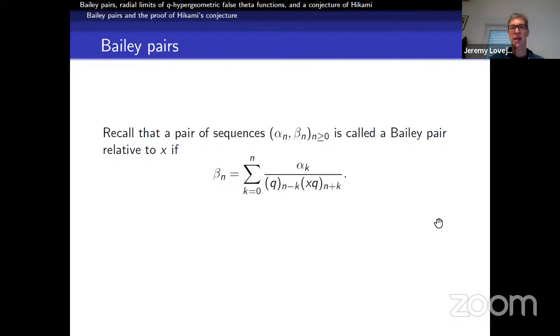So a pair of sequences alpha n, beta n for n bigger than or equal to 0 is called a Bailey pair relative to x. We're used to A here, but A was taken already by Hikami, so I'll just use x. If beta n is the sum from k equals 0 to n of alpha sub k divided by (q)_{n-k} (xq)_{n+k}. And again, I use standard q-series notation.